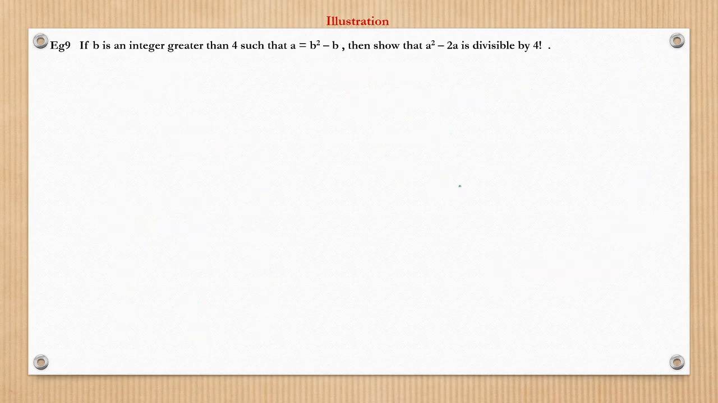So this is it. Now we will see another question. Here it says b is an integer greater than 4, such that a is equal to b square minus b. Then show that a square minus 2a is divisible by 4 factorial. So let us see this.